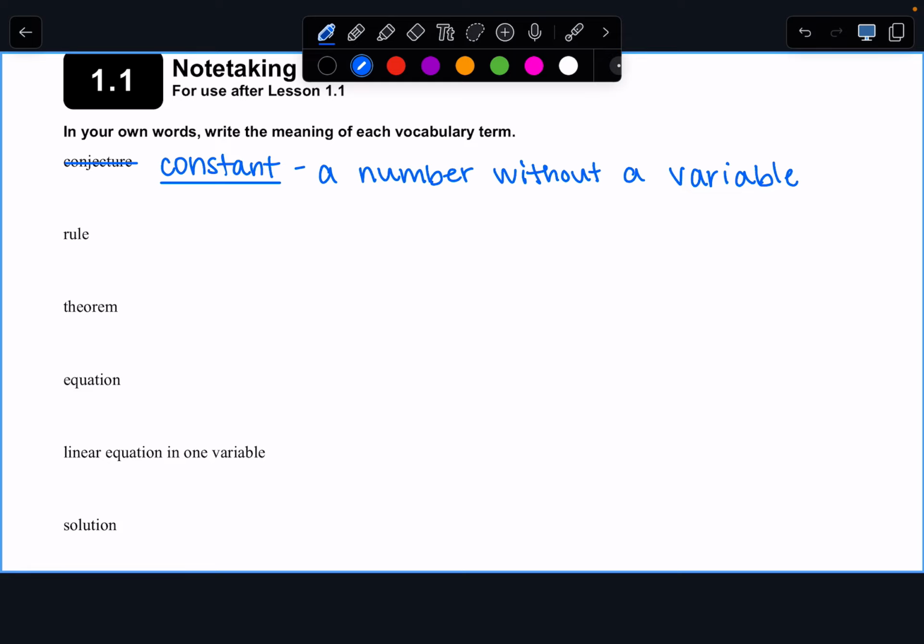Truman, give me an example of a constant. 12. Do you have a special attachment to the number 12? No. Okay.